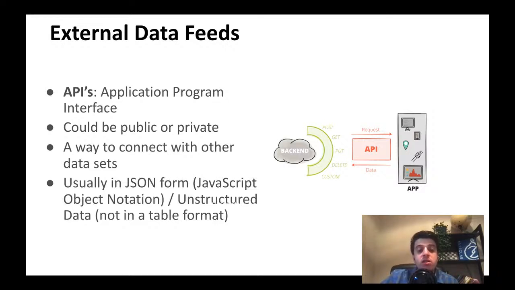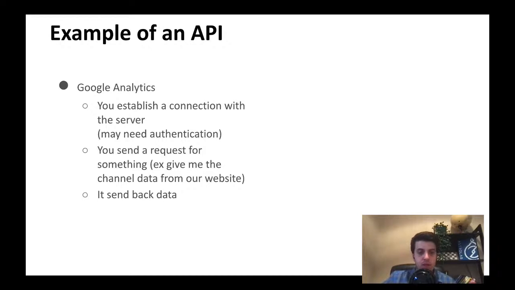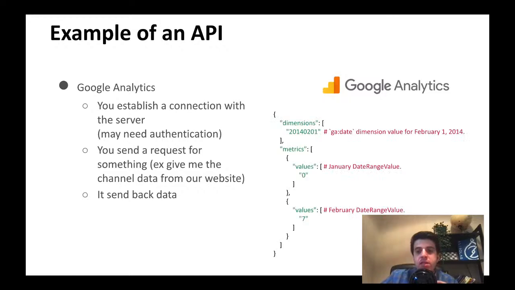And they usually share data with you in what's called JSON format or JavaScript object notation, which is unstructured data that you can then plug into your data sets. An example of what an API would look like is, let's say that I wanted to connect to Google Analytics. It would give me something that looks like this, where it would give me this data set in the form of unstructured data. I can then pull that into my reports and then use that to analyze my data.